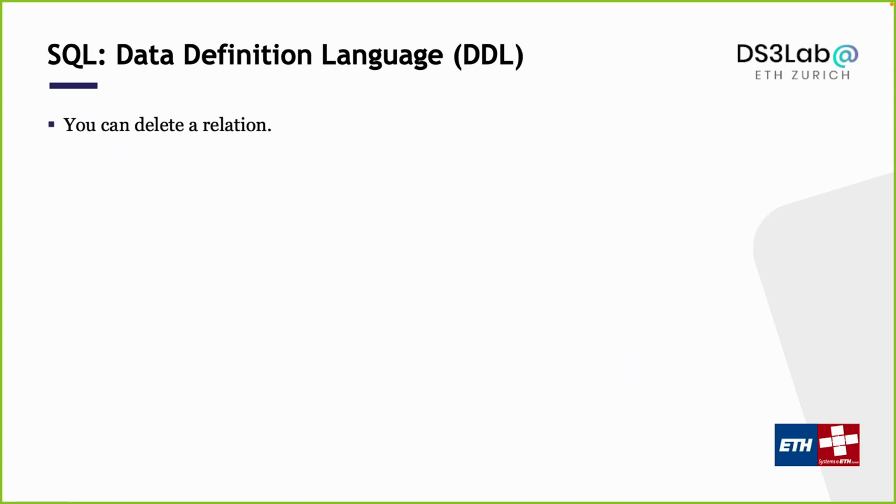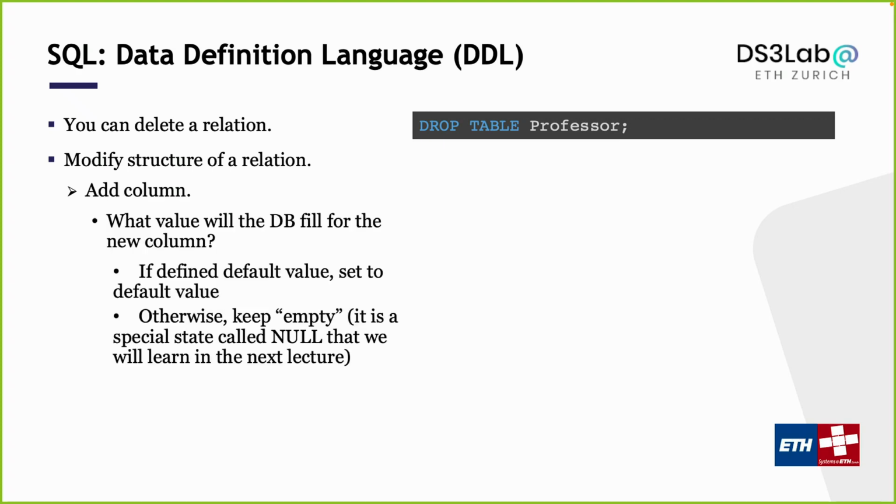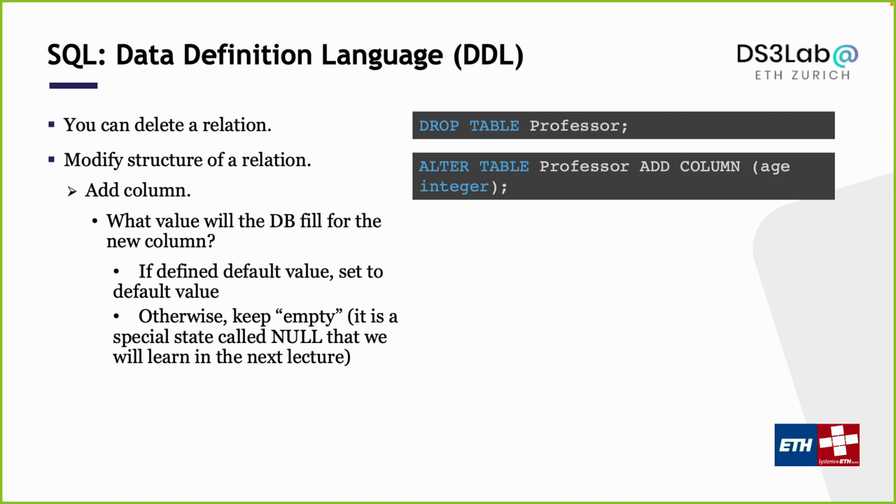You can also delete a relation. You create a table, you can also delete a table. So if you have a professor table you want to delete, you just drop table with the table name. Okay? You can modify the structure of the relation. For example, you say, I want to have 1 additional attribute in my relation. How can you do that? Well, you can add a column. The thing you are going to do is alter table with a name. You can say, I want to add column, you put a new column. So it's very easy to understand.